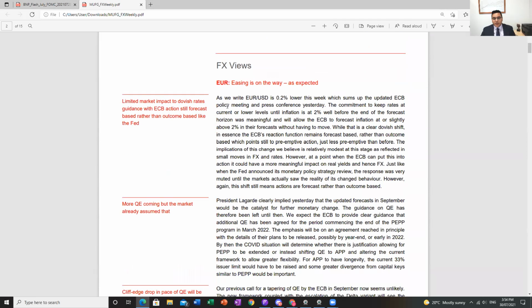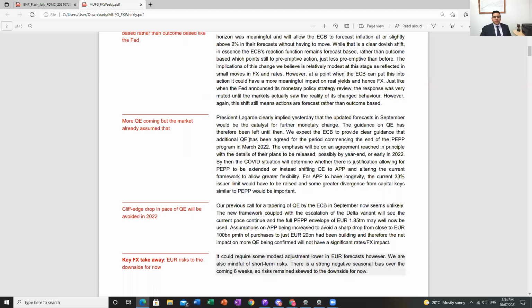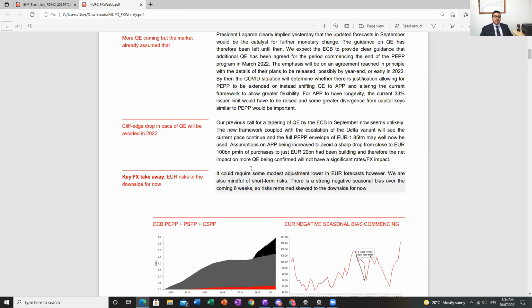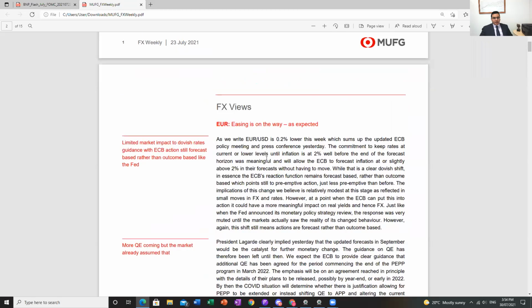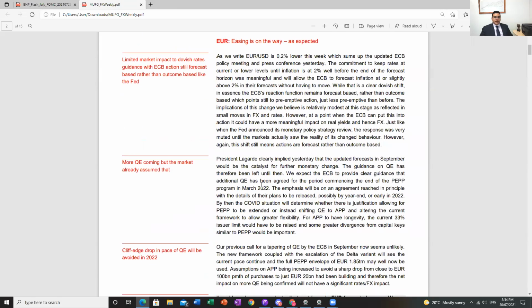Right, so euro. I'll give you a quick overview of what they've basically said with the euro. You can read it yourself, but they're expecting a dovish tone and the euro to continue to the downside. It comes down to the overview: they're looking at euro risk to the downside for now. That's euro against the US dollar, by the way. They're talking about euro dollar.